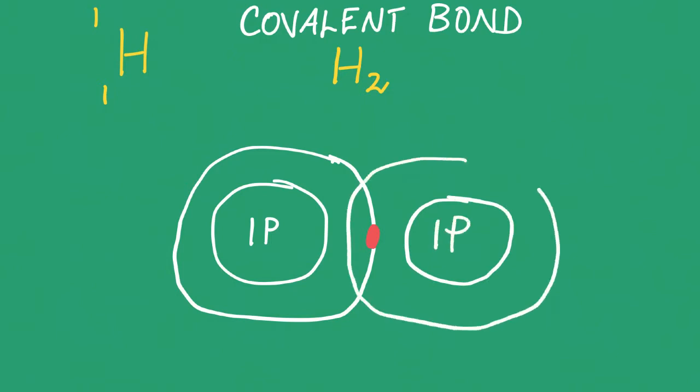So when two hydrogens come very close together and share their electrons, then their outer shells are filled. So hydrogen is a single covalent bond formed by sharing a single pair of electrons. And this is a strong bond.